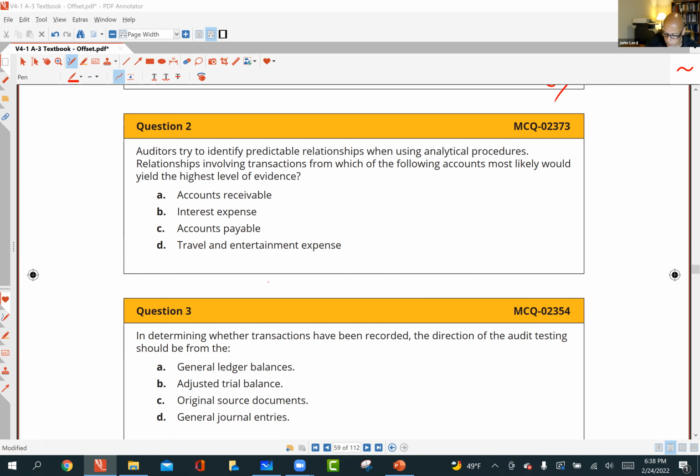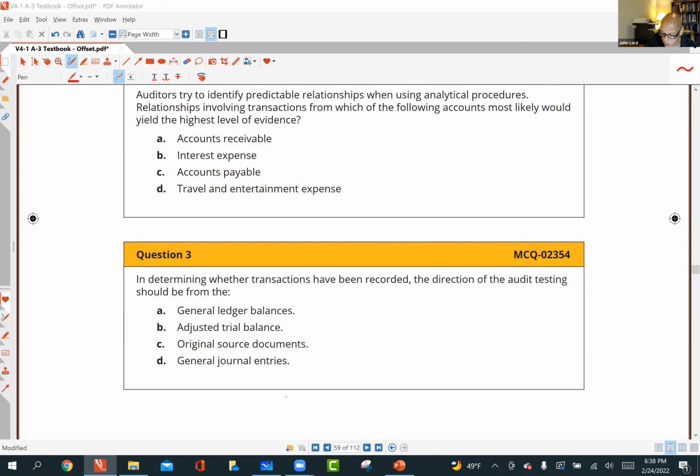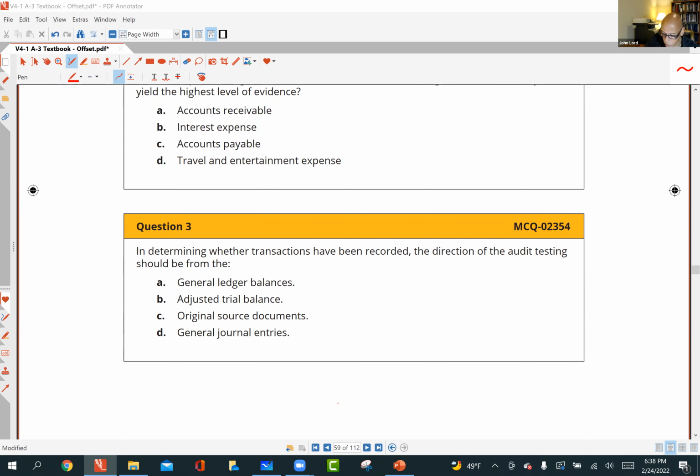Now remember, it says in determining whether transactions have been recorded. What assertion? Existence? In determining whether a transaction has been recorded. Completeness. That's completeness. If it hasn't been recorded, then the records aren't complete, right?